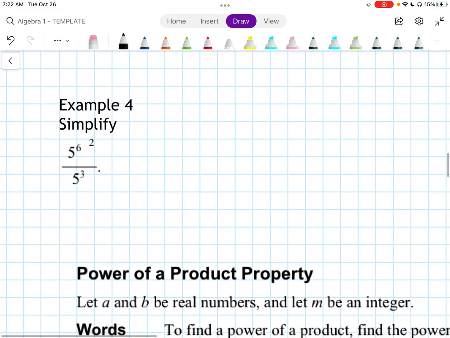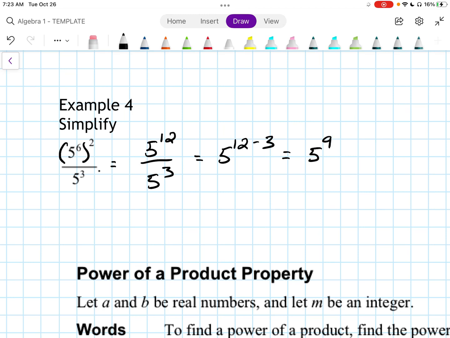Example 4. This is 5 to the 6th with parentheses around it squared over 5 to the 3rd. The parentheses up top should tell us, oh, we have to multiply here. So this is going to be 5 to the 12th over 5 to the 3rd. And then we have 5 to the 12 minus 3. We can subtract that bottom piece, which would be 5 to the 9th, which again would be some huge number, and I'm just going to leave it as 5 to the 9th.